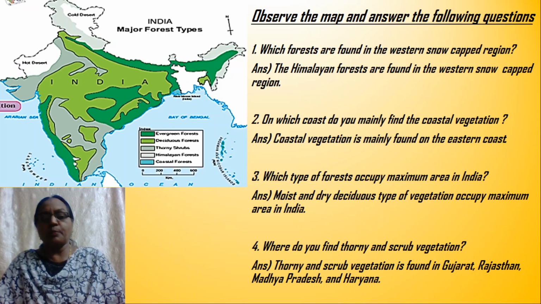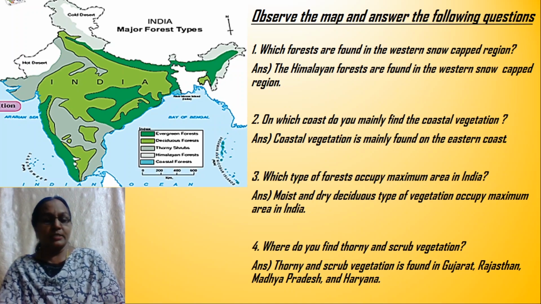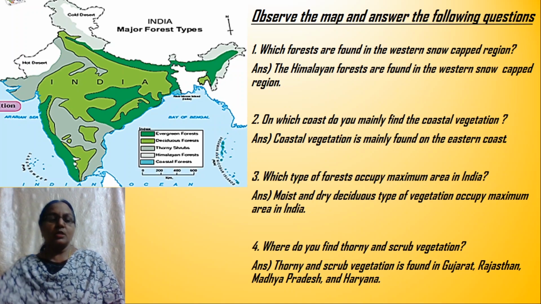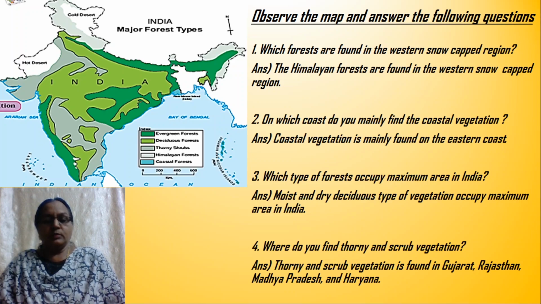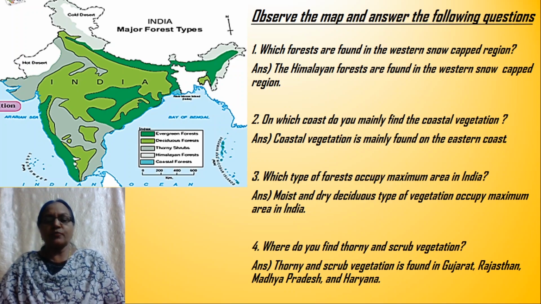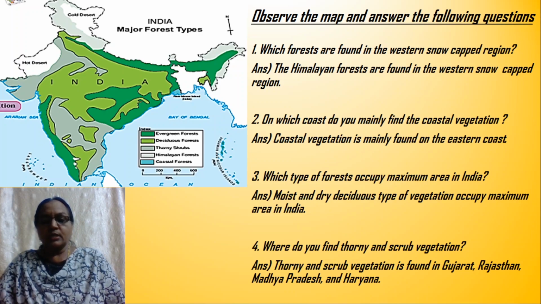Which type of forests occupy maximum area in India? As I've already told you, you've got more of this. So which forests occupy maximum area? It is moist and dry deciduous type of vegetation that usually occupies maximum area in India. Next one is, where do you find thorny and scrub vegetation? Thorny and scrub vegetation is found in Gujarat, Rajasthan, Madhya Pradesh, and Haryana.